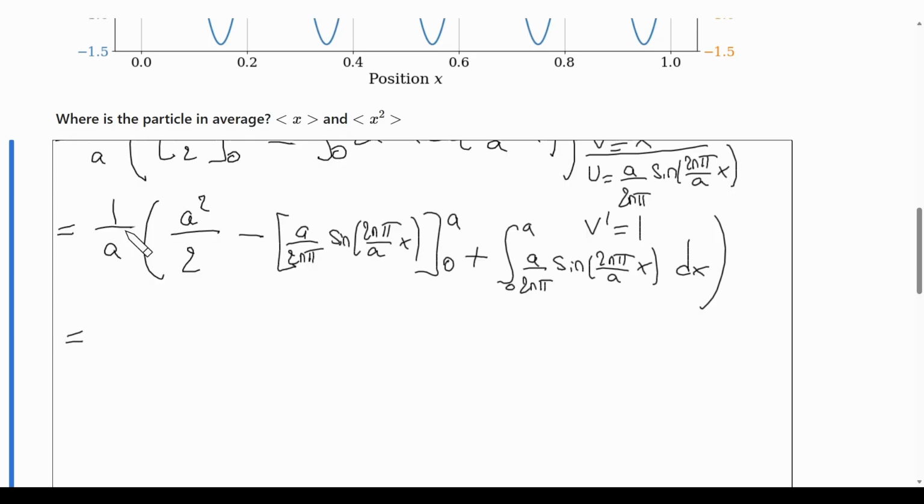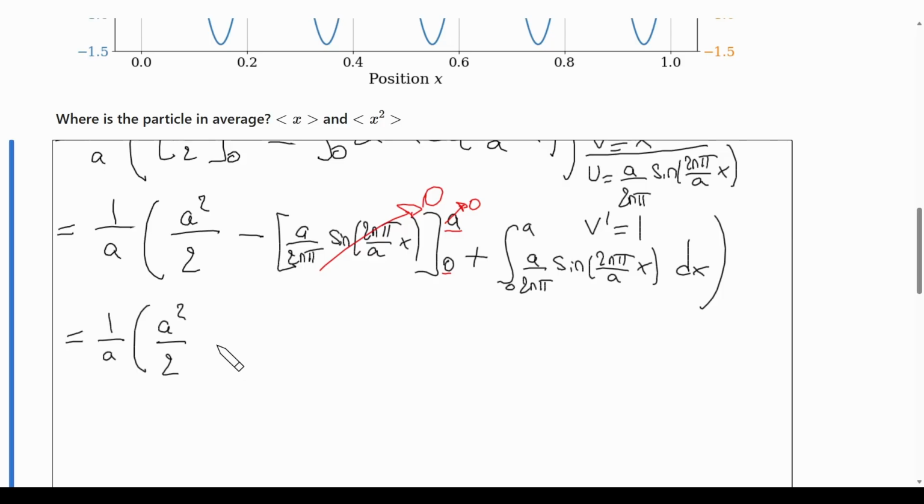So we have 1 over a of a squared over 2. Now we have sine 2 n π over a times a. So here the a will cancel out for the first term, and we will have sine of 2 n π. But sine of 2 n π is 0. So this one will give 0, and minus sine of 0. So the whole thing is 0.